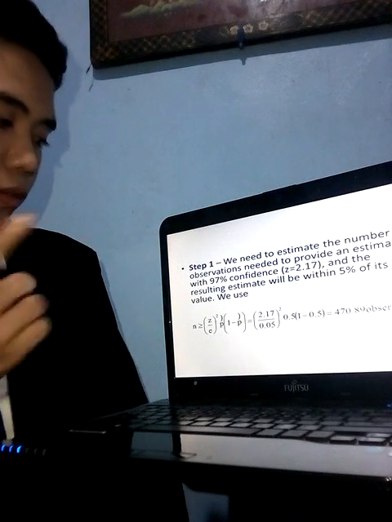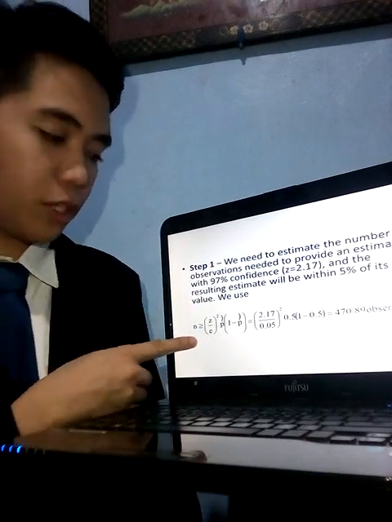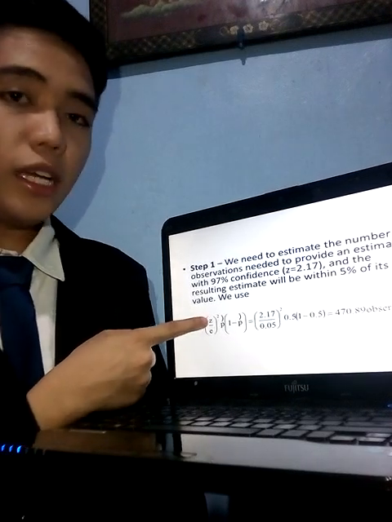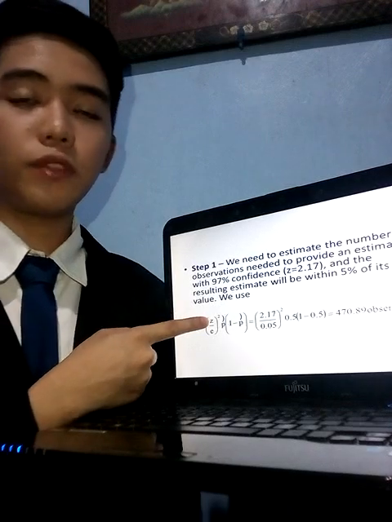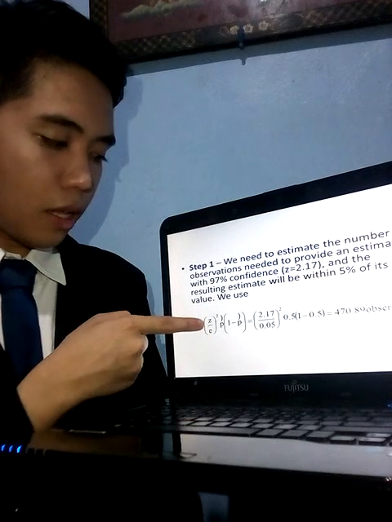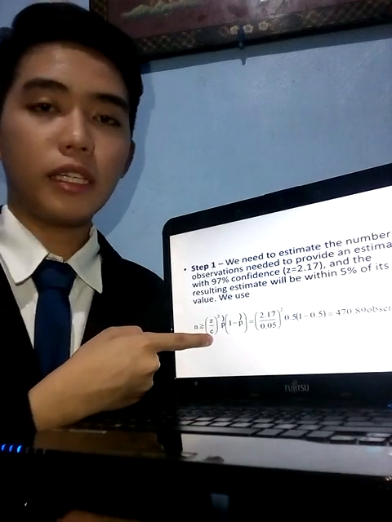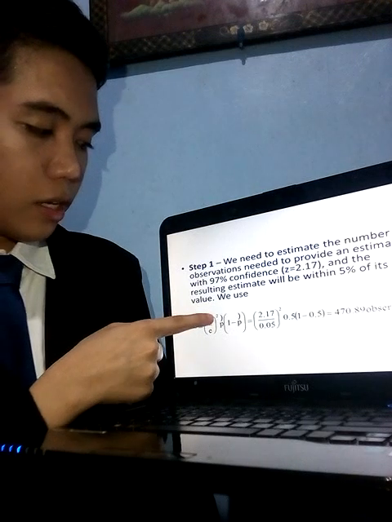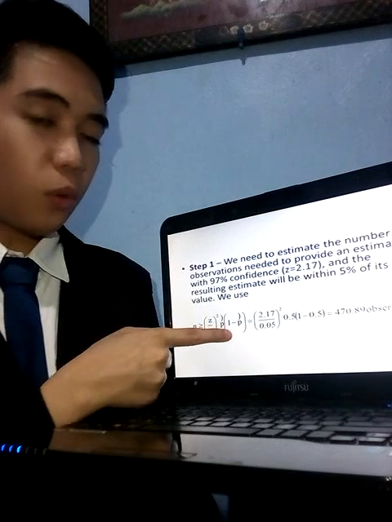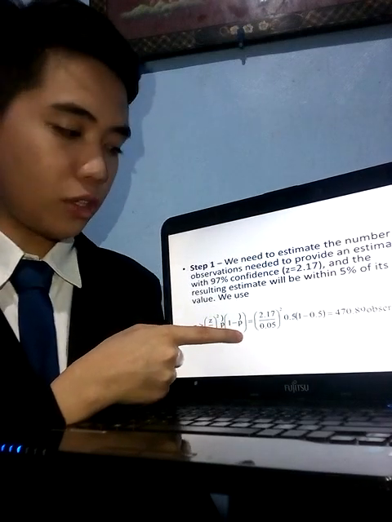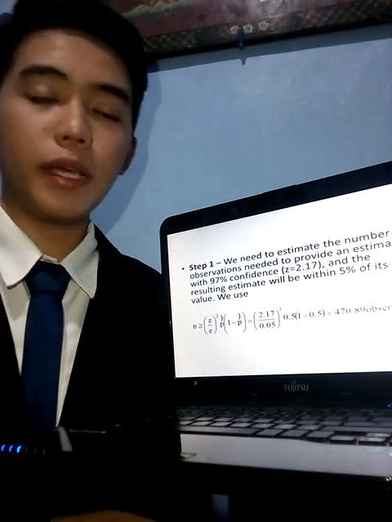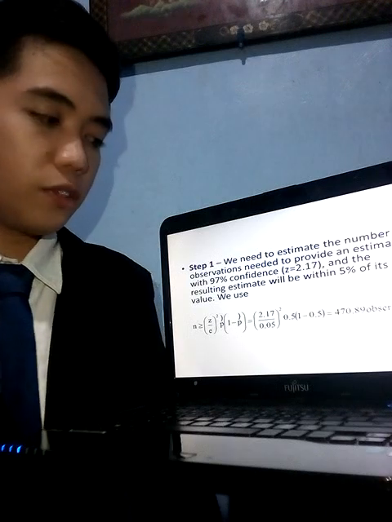First step: we need to estimate the number of observations needed to provide an estimate with 97% confidence, or Z equal to 2.17. Z is the number of normal standard deviations needed for the desired confidence. The resulting estimate will be within 5% of its true value. We use N, the number of observations, greater than or equal to (Z over E)squared times P times (1 minus P), where E is the error level given as a percentage and P is the proportion. This formula will help estimate the number of observations.